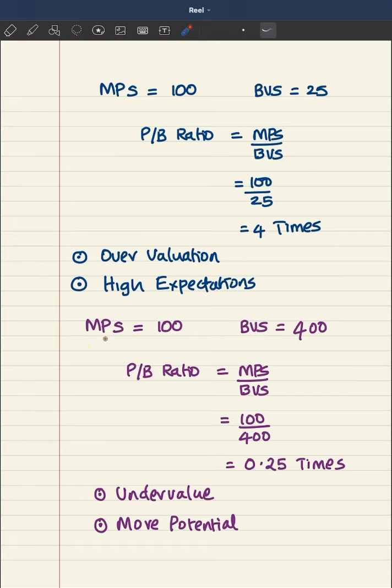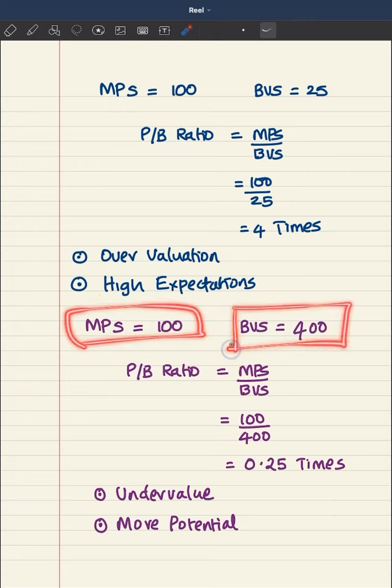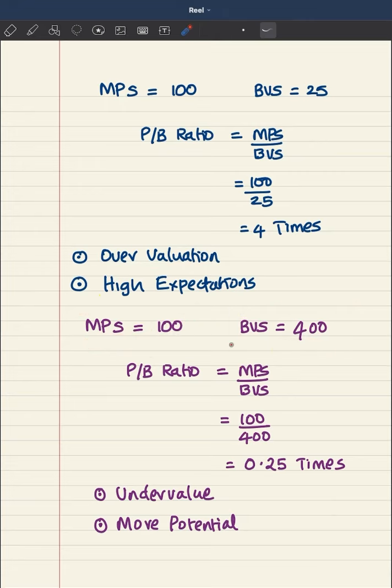Let us take another example. Look here. Market price is 100 whereas book value per share is 400. And here if you calculate the ratio, it is going to be 100 by 400. It is going to be 0.25 times. This means this particular share is undervalued. It has more potential in the future.